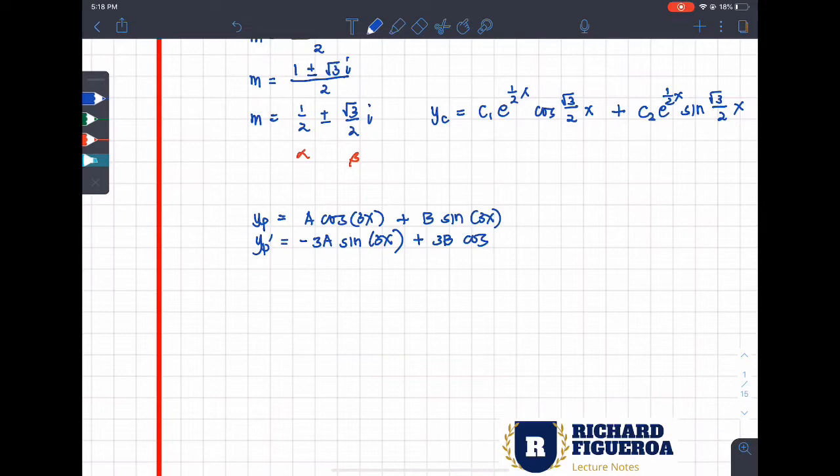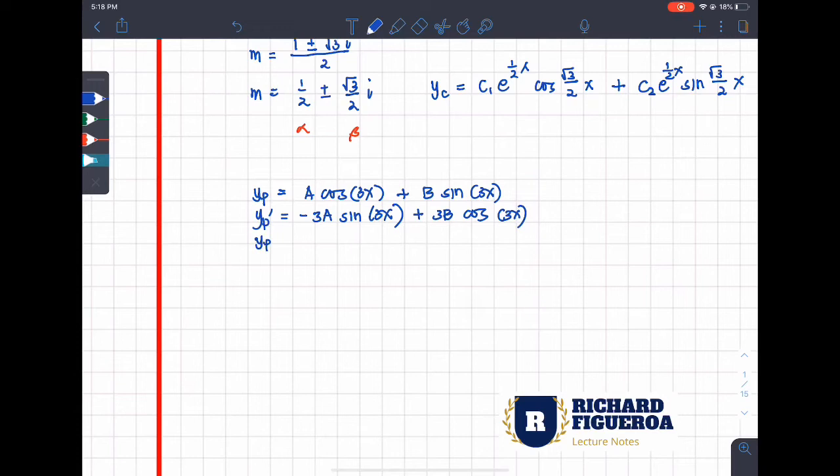Next thing is we need to find the second derivative, since our differential equation involves an order 2. Derivative of sine would be cosine, however we have 3, so that would give us a negative 9a cosine 3x. And the same is true with 3b cosine 3x, the derivative of cosine would be a negative sine, so a negative 9b sine 3x.